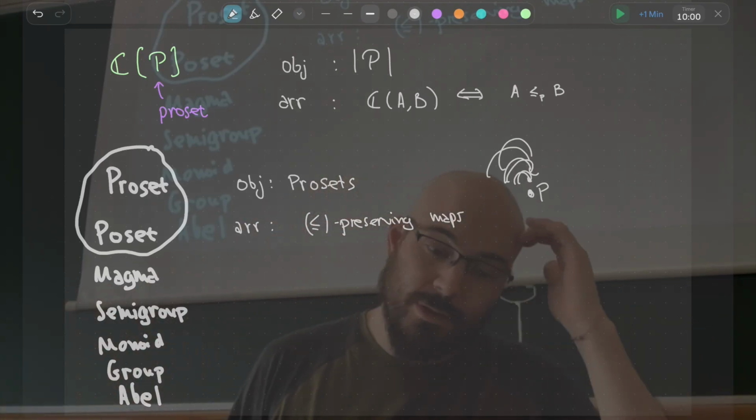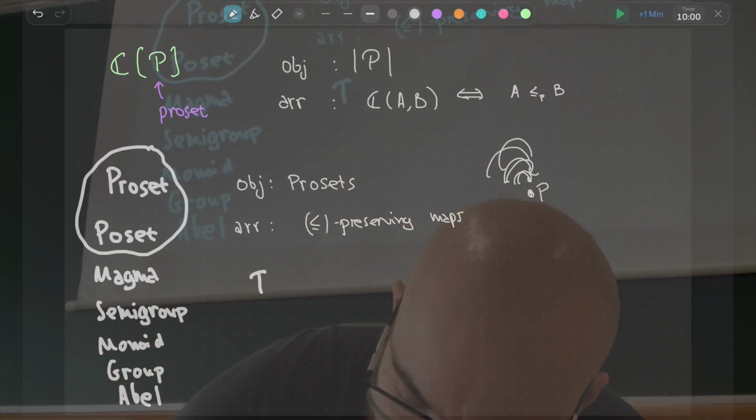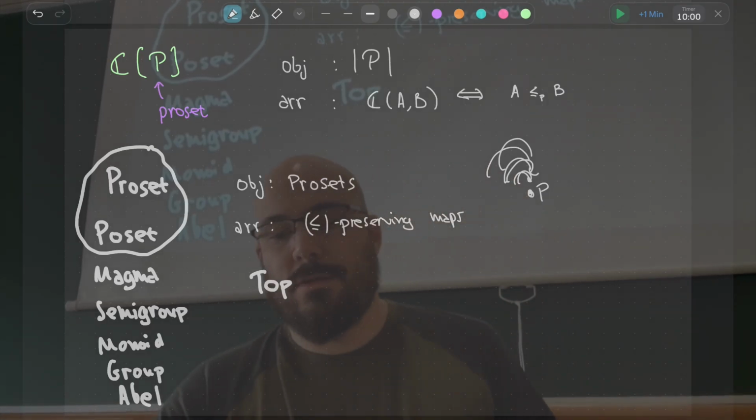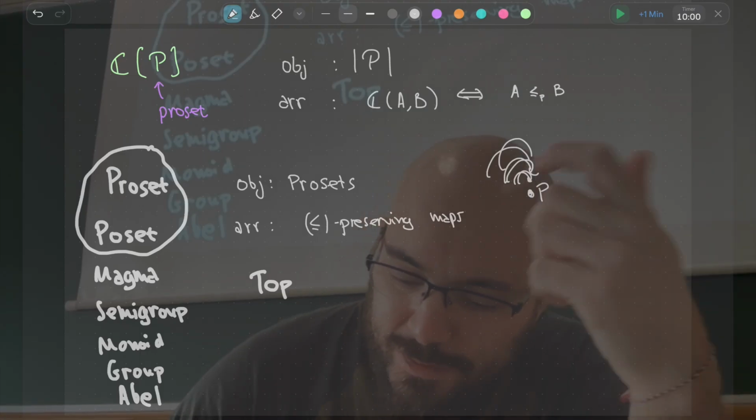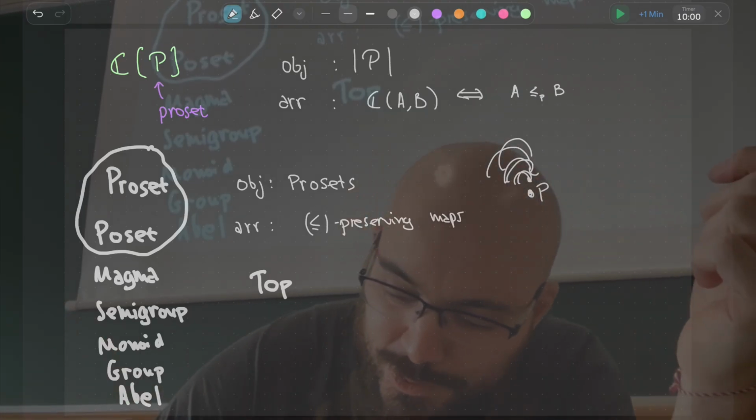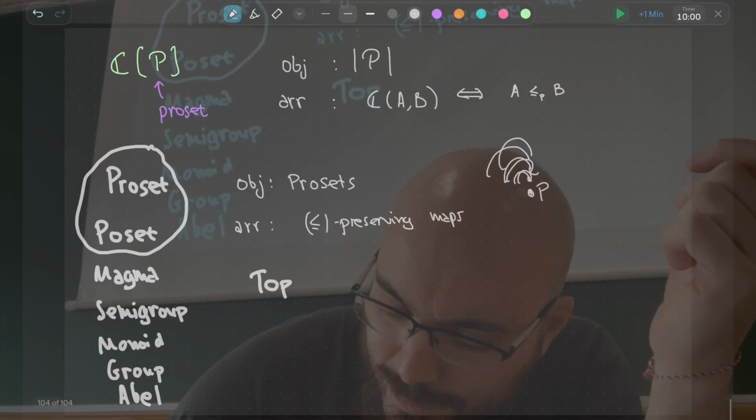Homomorphisms between groups. I can have topological spaces. What would be the arrows there? For anyone who has seen topology, it is the study of continuous stuff, so the arrows there would be continuous functions.